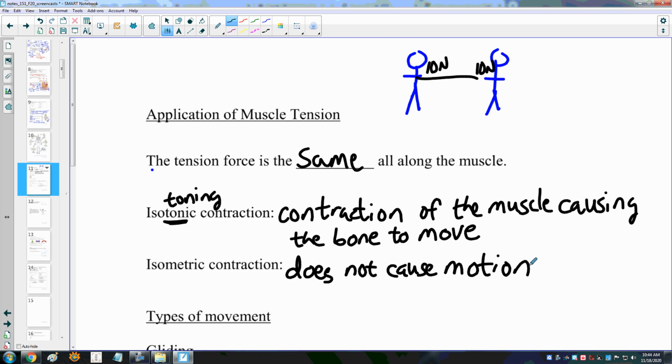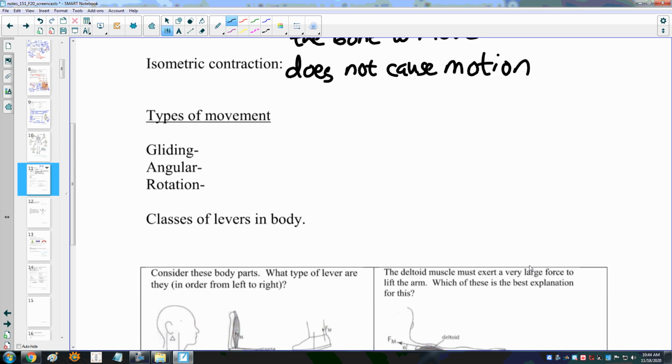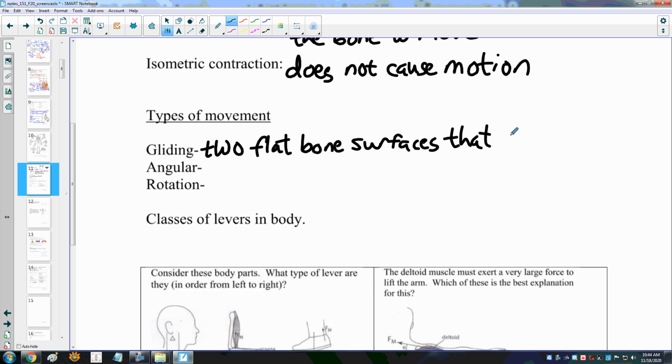There are three different types of motion: gliding, angular, and rotation. The gliding motion is when you have two flat bone surfaces that slide. For example, you have this in your foot and in your hand.